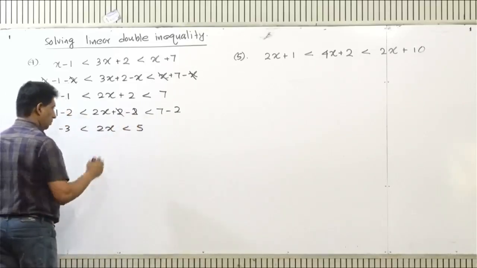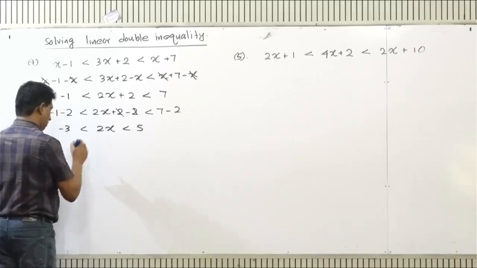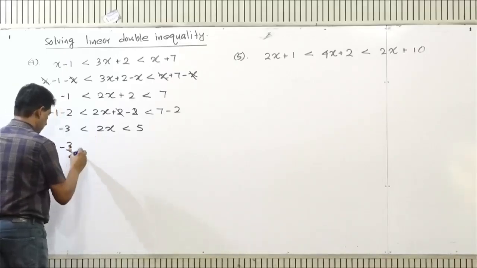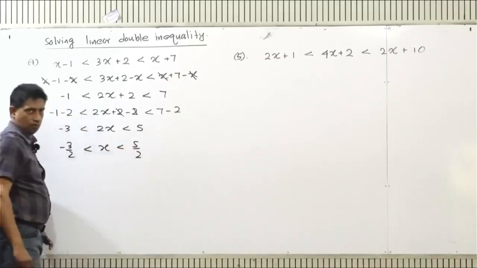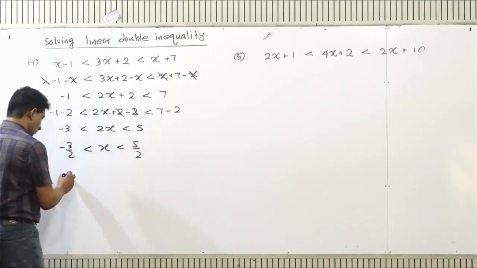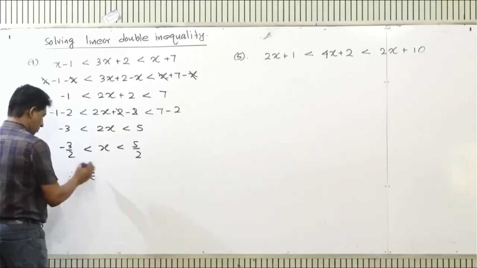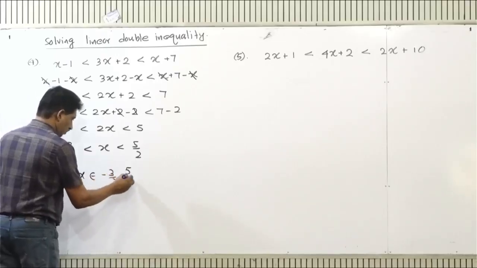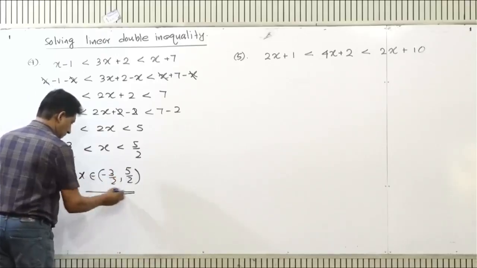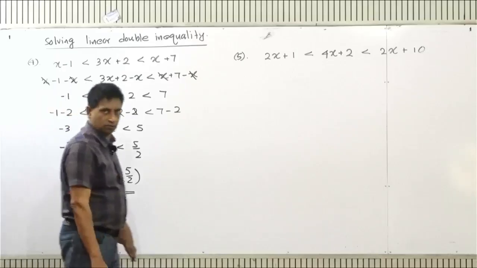Now we have to divide each side by positive 2. Now we can write solution minus 3 over 2 comma 5 over 2. This is the solution set.